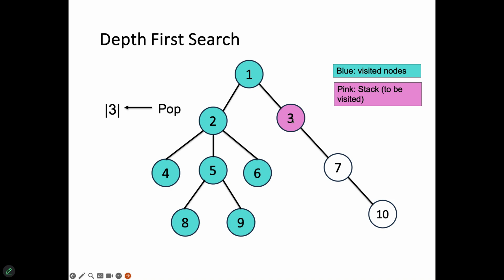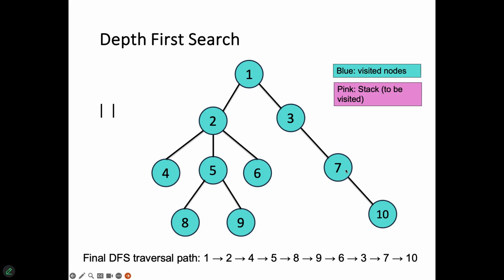Okay, so now from 3, we can go deeper to 7, right? And as soon as you add a child to the stack, you have to remove its parent because it's visited, right? So as soon as I add 7 to the stack, I pop 3, right? And then I pop 7 and add 10, right? So 7 is visited, and then finally 10 is visited. So this is the final DFS traversal path.